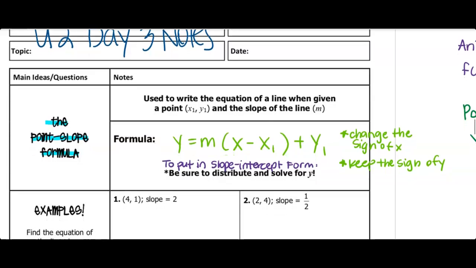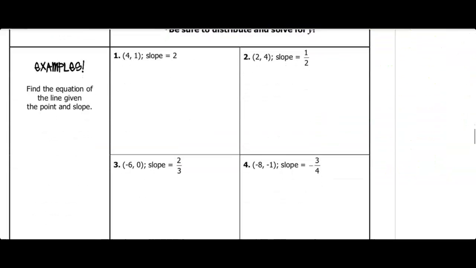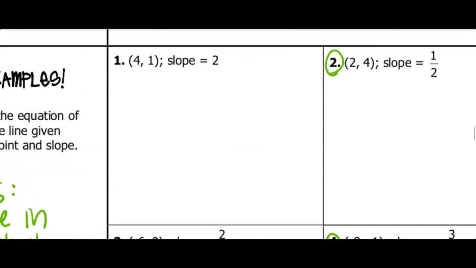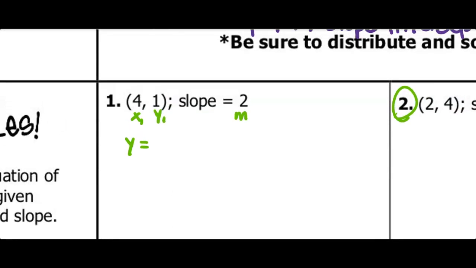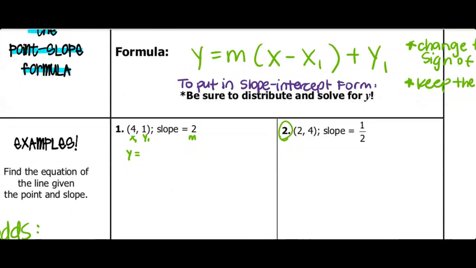So let's do a few examples. On these examples, for the odds, we're going to leave them in point slope form, and the evens, we're going to simplify to slope intercept form. So looking at number 1, we have 4,1 is the point, and then it has a slope of 2. So what you're going to do is plug into your point slope form. So you're going to have y is equal to, and then remember that this is x, this is x1, this is y1, and this is m.